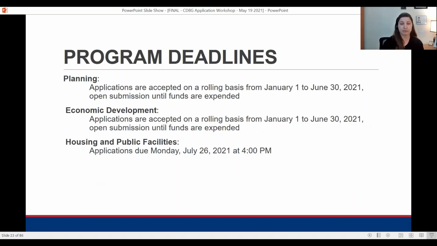For the Housing and Public Facilities program, we currently run 2 application rounds per year. We typically have one with applications due in January, and this upcoming round that we have with applications due on Monday, July 26th at 4 p.m. We also have that additional funding at this time for the CDBG-CV, and what we are doing this year is we are making some of that funding available to housing and public facilities projects, and it's going to follow the same timeline and application deadline as our regular housing and public facilities program.